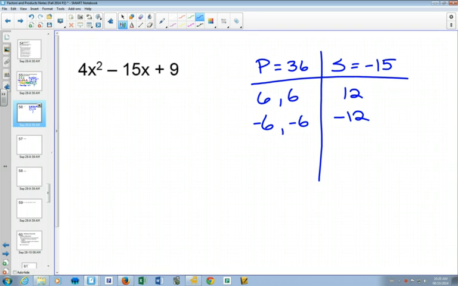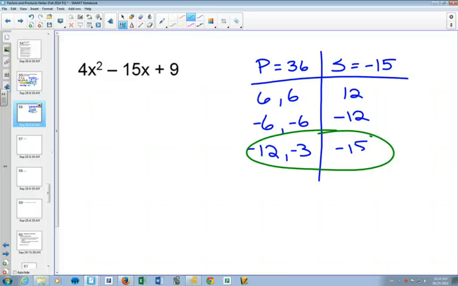Maybe you think 4 and 9 in your head, but you add that together and it gets 13. 12 and 3. Negative 12 and negative 3 would give us positive 36, and that works out to negative 15, so we know that those will be the numbers. So we can go to our equation again and write 4x squared, and this middle number now we can write as minus 12x minus 3x plus 9.